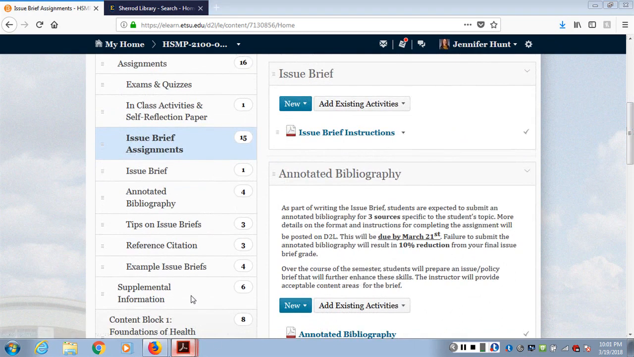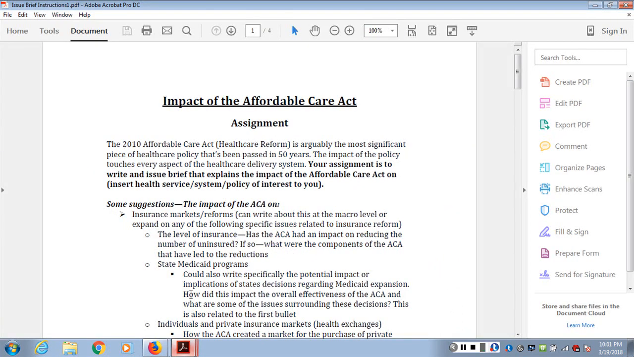I've gone ahead and pulled it up here so we wouldn't have to wait for it to load on D2L. This document, issue brief instructions, is going to give you all the information you need to do your issue brief and write it up for submission. We'll go through a couple of these point by point to hopefully offer a little clarification. Let's start with this first bolded sentence.